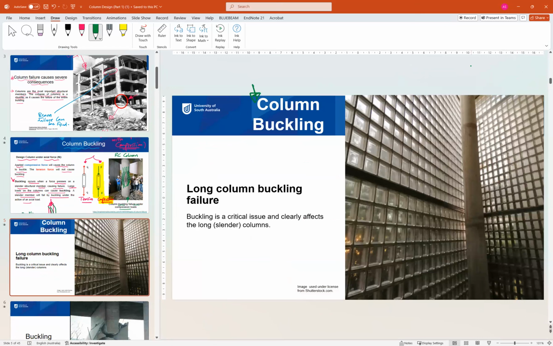Another major cause of column buckling is the long column. As you can see, in some cases like entrances of hotels or shopping centers and so on, we sometimes need to have long columns. These long columns are also thin. You can see the diameter is too small, so we have a thin column. Due to the long length and thin size, this column will buckle.